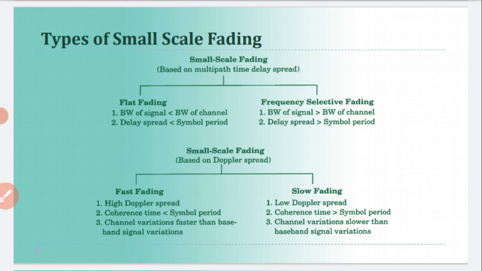In this case, the distortion, the fading effect will be reduced, right? So there is a proper channel for the entire bandwidth to go. The entire bandwidth of the signal will have the space to go through the bandwidth of the channel. Okay, so bandwidth of the signal is less than bandwidth of the channel.